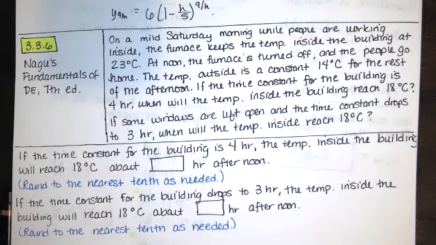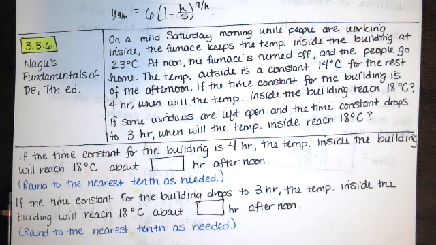In this video, we solve problem 3.3.6 from Nagle's Fundamentals of Differential Equations, 7th edition. The problem statement says, on a mild Saturday morning, while people are working inside, the furnace keeps the temperature inside the building at 23 degrees Celsius. At noon, the furnace is turned off and the people go home.